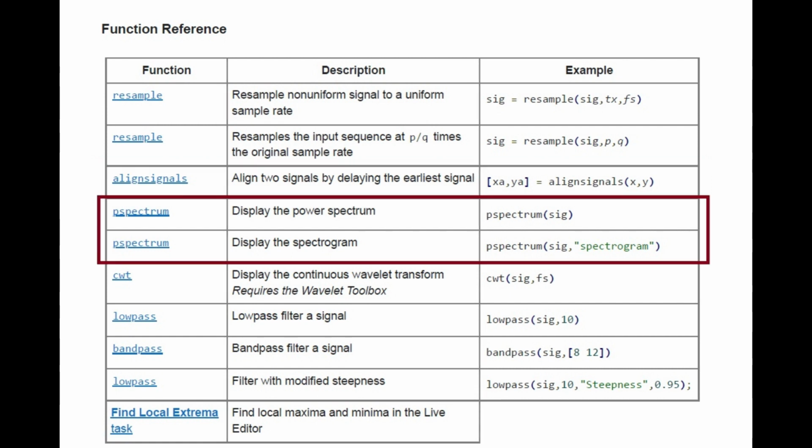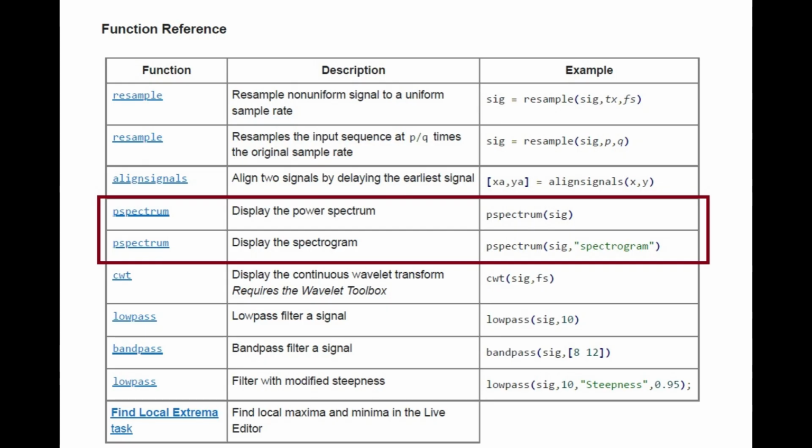3. P-spectrum. Power spectrum: displays the power spectrum of the signal. Example: pspectrum(sig). Explanation: the power spectrum shows the distribution of signal power over frequency, which is useful for identifying frequency components. Spectrogram: displays the spectrogram of the signal.